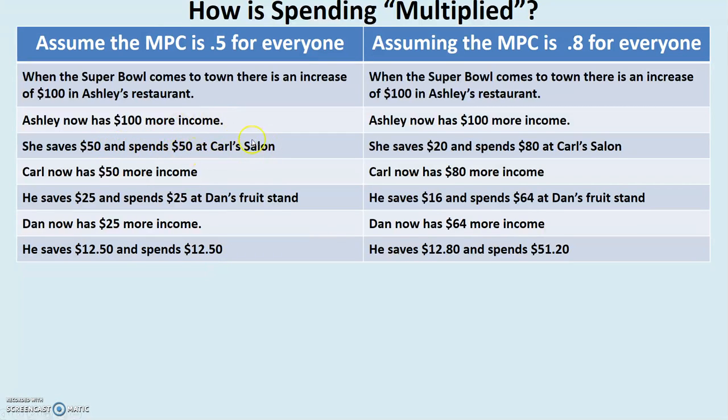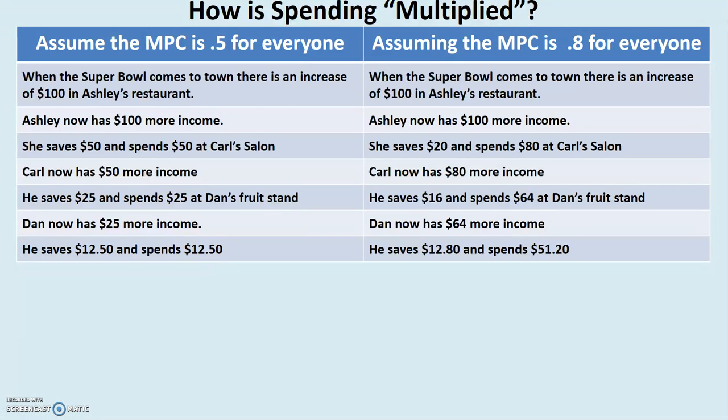She's going to save $50 and spend $50. Well, when Carl's salon finishes doing her hair, he's got $50 of income. He is going to save $25 and spend $25. So apparently he bought fruit at Dan's fruit stand, and Dan now has $25 more of income. He's going to save half and spend half, and it's going to float through the economy.